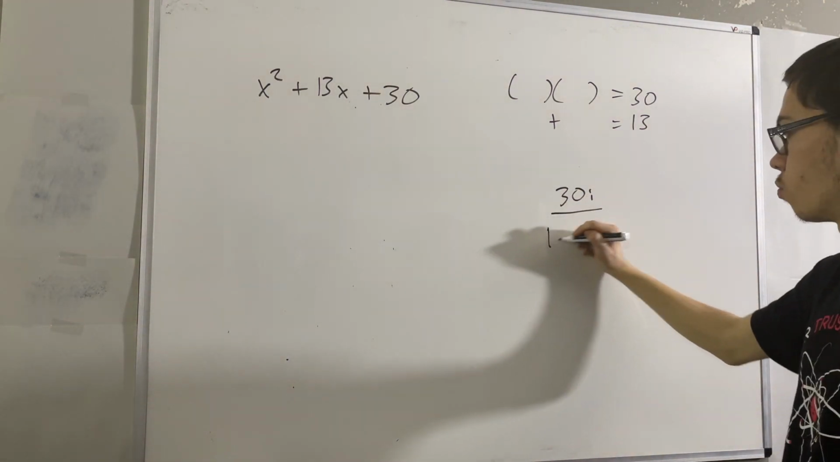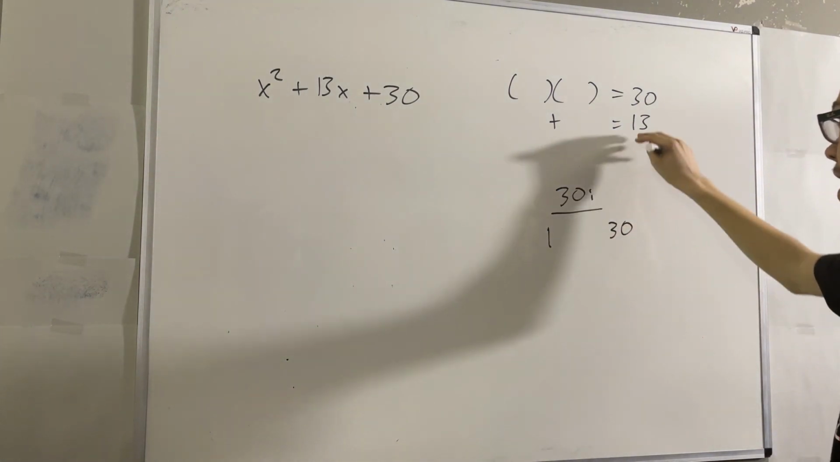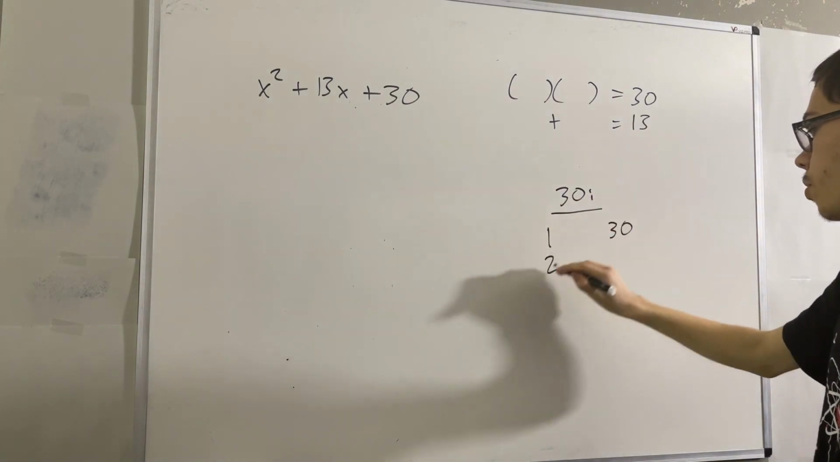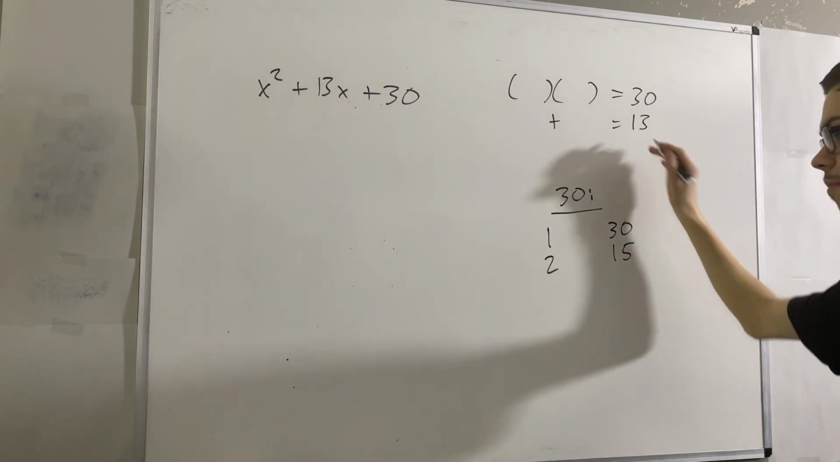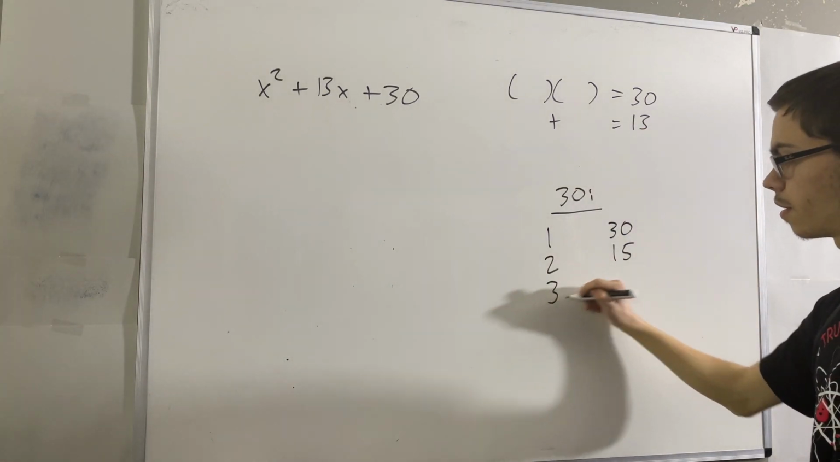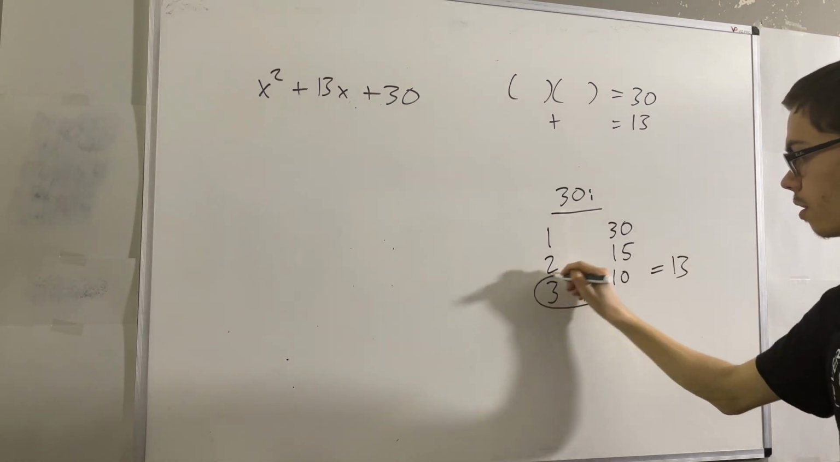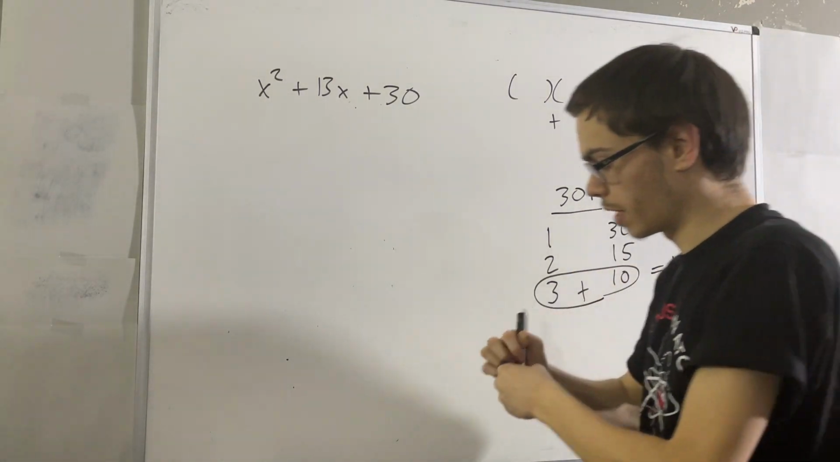The first pair could be 1 and 30, but these obviously don't add to make 13. So instead, if we think of 2, well, 2 would go with 15. But again, doesn't add to make 13. So then we consider 3 and 10. Well, turns out if you add those together, you do get 13. So this is actually the pair we were looking for, right? So 3 and 10.